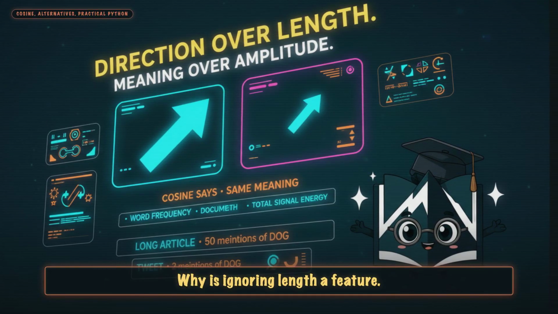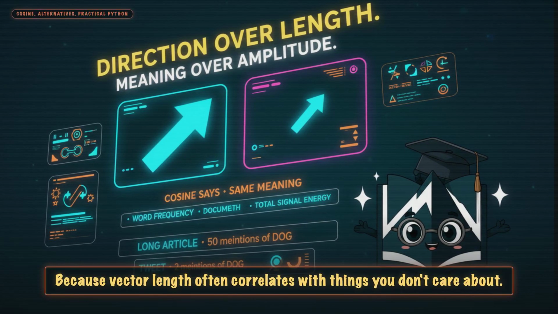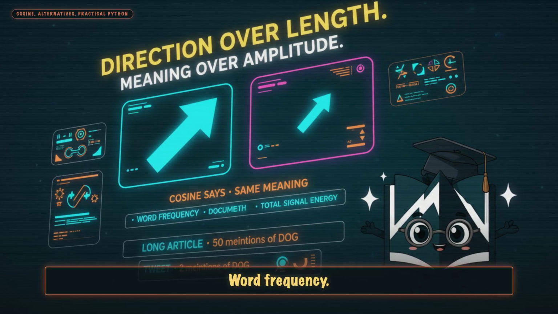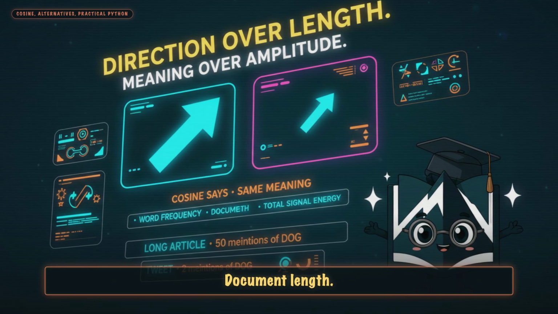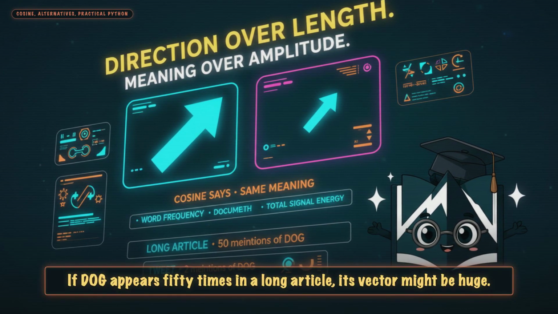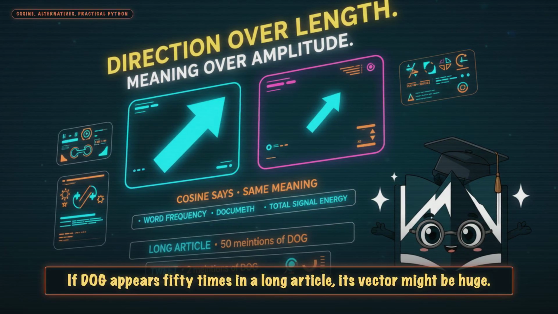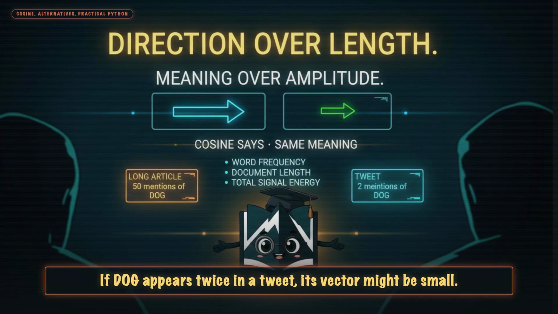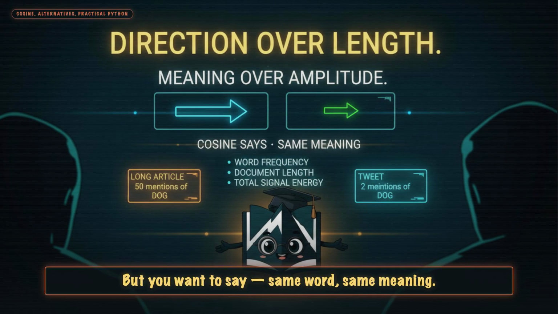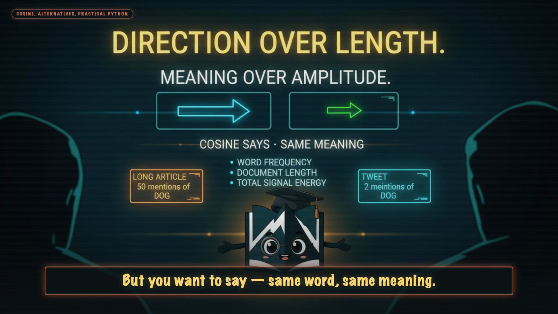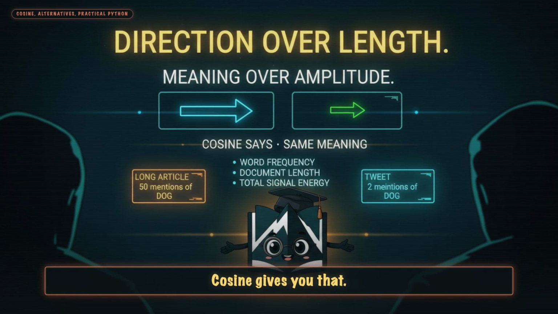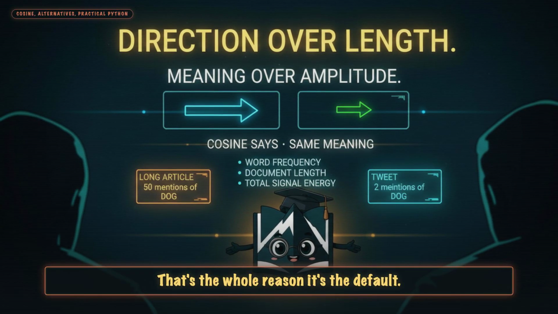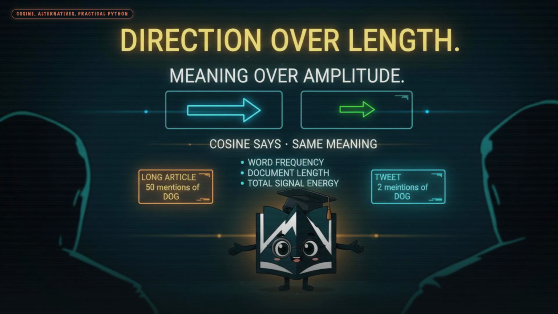Why is ignoring length a feature? Because vector length often correlates with things you don't care about. Word frequency, document length, total signal energy. If dog appears 50 times in a long article, its vector might be huge. If dog appears twice in a tweet, its vector might be small. But you want to say, same word, same meaning. Cosine gives you that. Direction over length, meaning over amplitude. That's the whole reason it's the default.